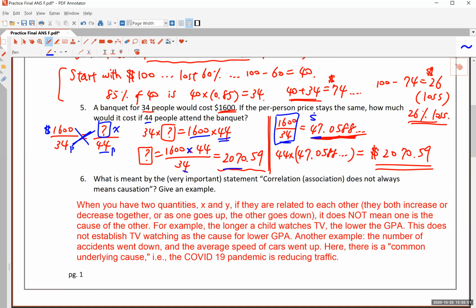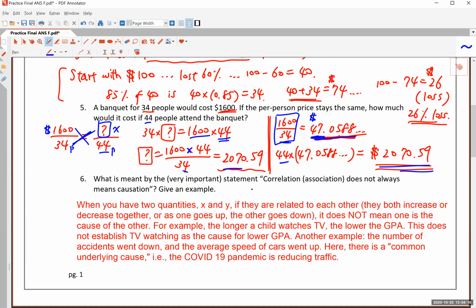47.0588. This is the price per person, right? After all, $1,600 is the total price for 34 people. So then using this, you can just multiply this number by 44 people, and that will get you the same amount for the total cost. Okay, and that's perfectly acceptable. And in fact, this is even more meaningful because now you know how much it costs per person.